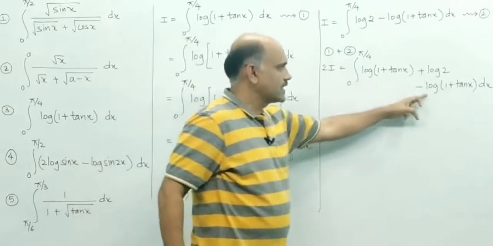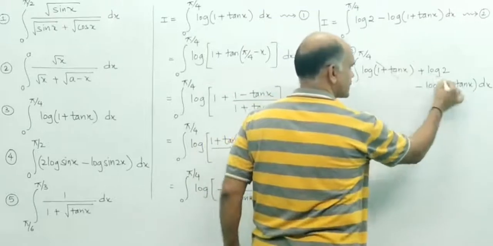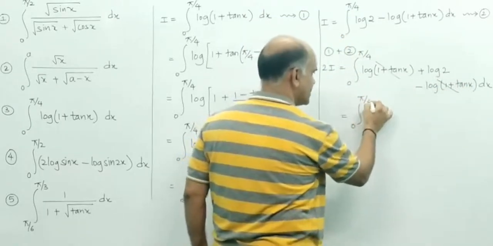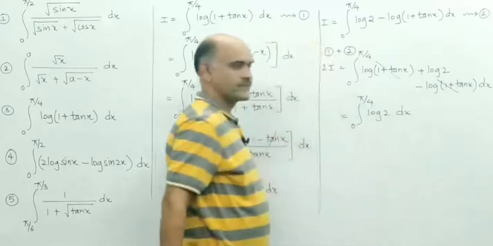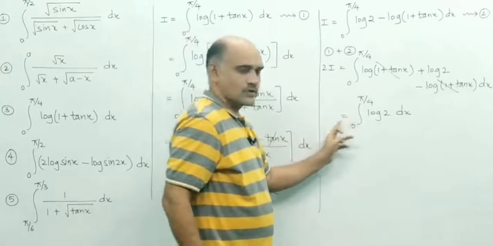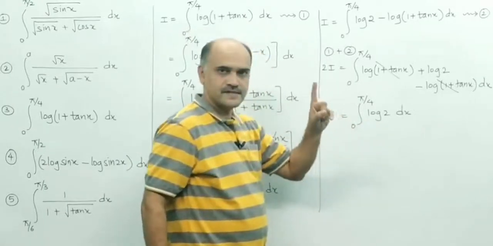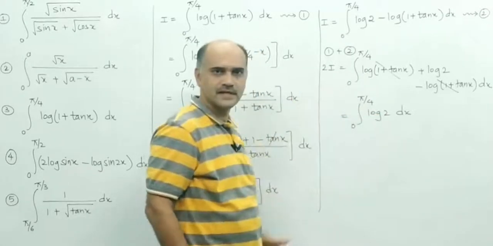So this log and this log get cancelled. This is plus, this is minus. So this gets cancelled. So what remains is 0 to pi by 4 log 2 into dx. Now take log 2 outside. It is constant. So if you take log 2 outside, what remains is 1. Again integration of 1 is x. Substitute the values, you will get the answer.